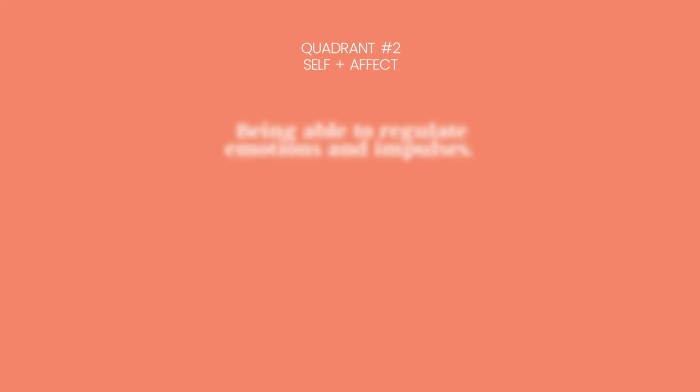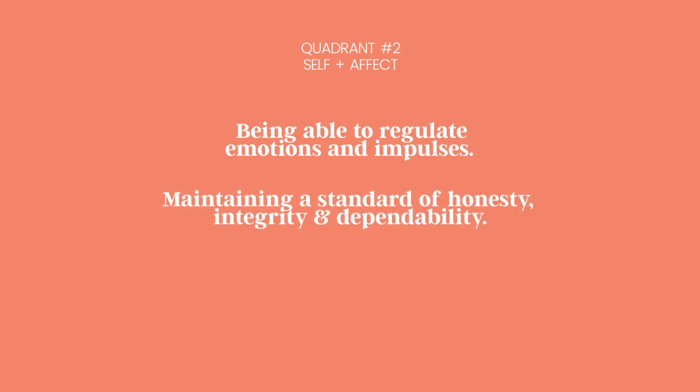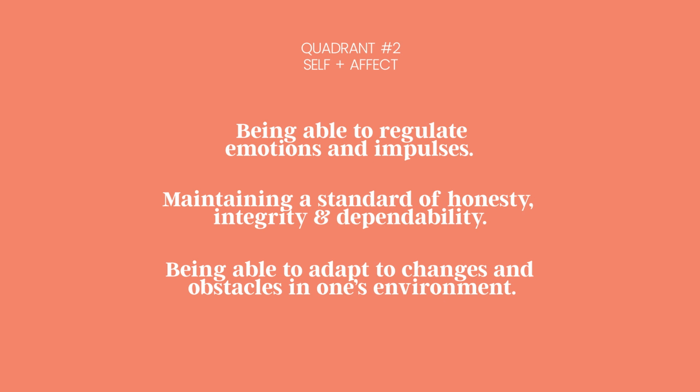The next level of the model is still within the self, but that is Sophie's ability to affect the self. Most would call this self-management, others would call it self-regulation. And in modern days, self-regulation specifically has been found to be one of the absolute strongest predictors of success in life, however you want to quantify that. But this second quadrant includes being able to regulate emotions and impulses, maintaining a standard of honesty, integrity, and dependability, and being able to adapt to changes and obstacles in one's environment.